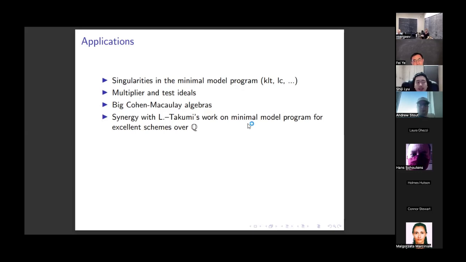Now, the point is, when applying the minimal model program, you need to check that intermediate steps satisfy certain properties, right? For example, that it preserves KLT, right? And you can potentially check some of these properties with our approximation method without knowing how the original proof works.